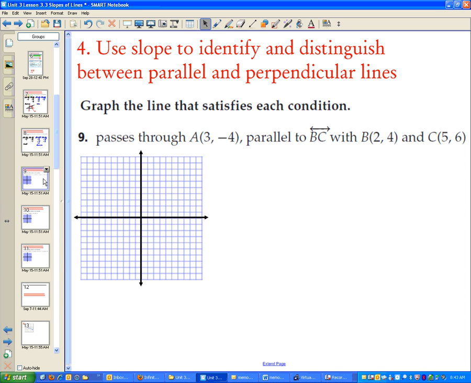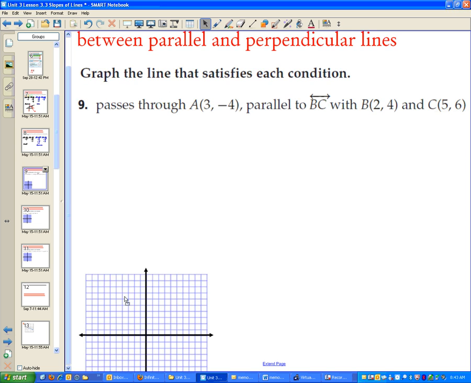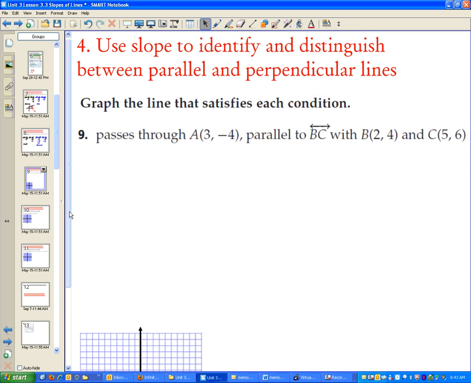All right. Number 9, and I'm not going to cheat and use a coordinate plane like I'd planned. Graph the line that satisfies each condition. We need it to pass through the point A with coordinates 3, -4, and it needs to be parallel to line BC with points B 2, 4, and C 5, 6. If it's parallel to line BC, it has the same slope as line BC. So if we find the slope of line BC, we will have found the slope of the line we're supposed to graph. So let's find the slope of line BC.